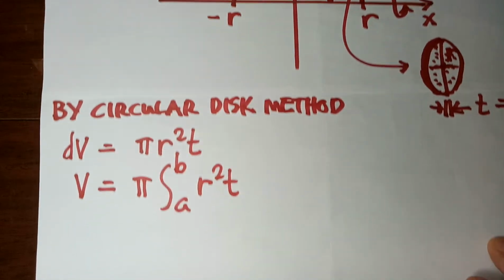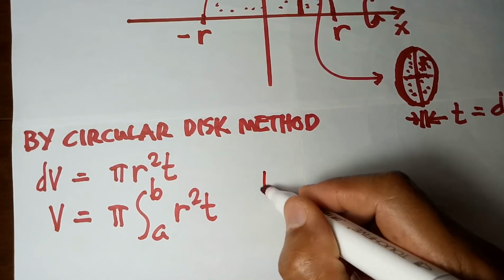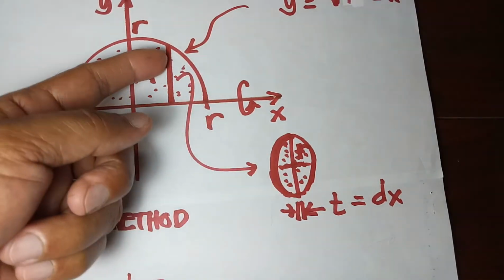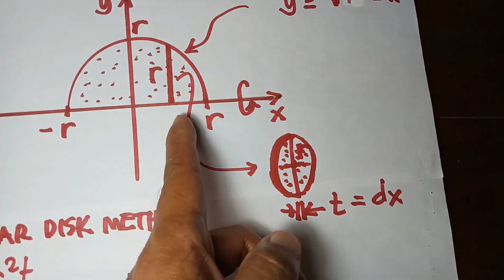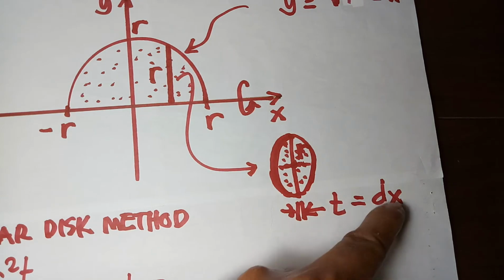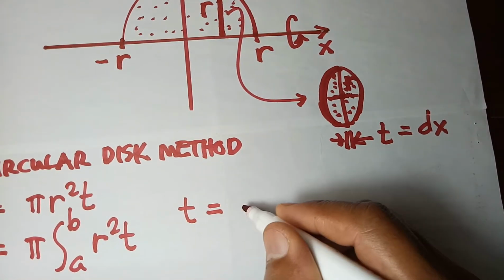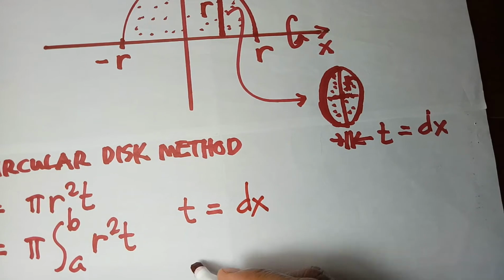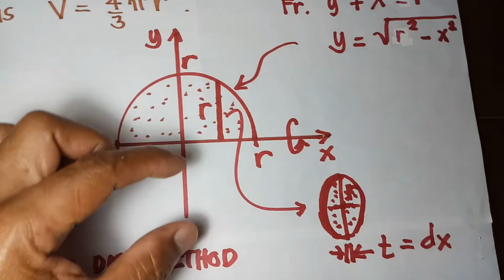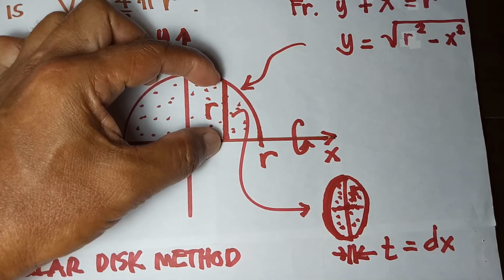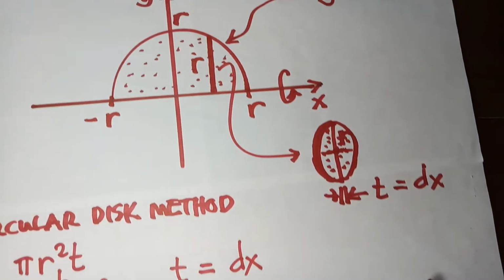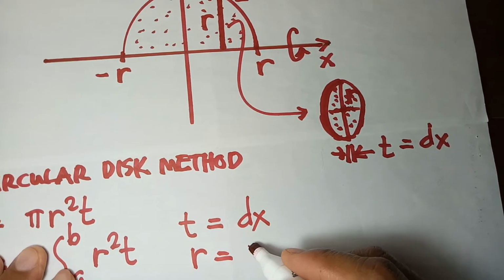So, what is the thickness of the circular disc? As I've said, if we rotate this about the x-axis, the circular disc is perpendicular to the x-axis, so the thickness is dx. Now, what is the radius of the circular disc? This is the radius, and this radius is equal to y units. So, the radius is equal to y units.